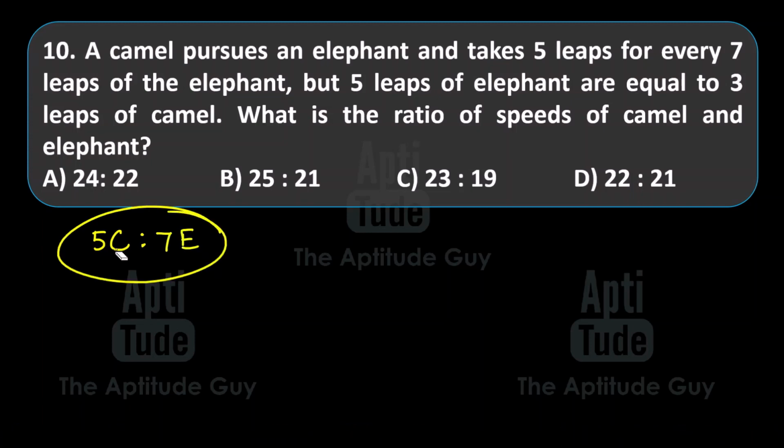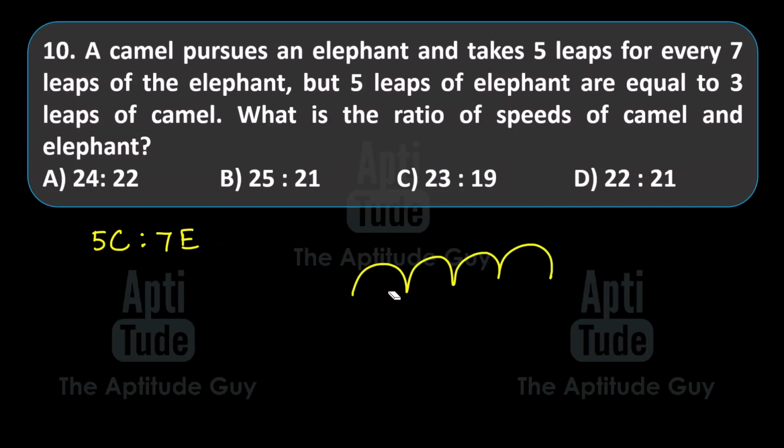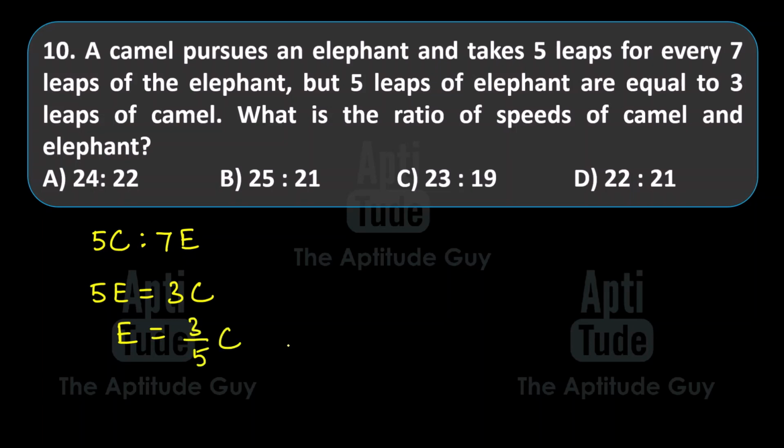This does not mean that 5 camel leaps are equal to 7 elephant leaps. No. It simply means that when an elephant leaps 7 times, a camel leaps 5 times. A leap is basically a small jump like this. Imagine an elephant jumping or a camel jumping for that matter. So this is what the first line means. But 5 leaps of the elephant are equal to 3 leaps of the camel. So 1 leap of the elephant is equal to 3/5 of a camel leap.